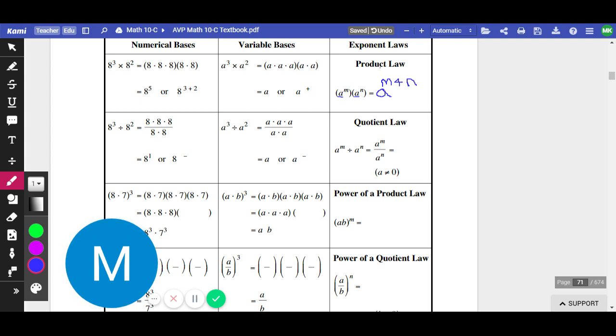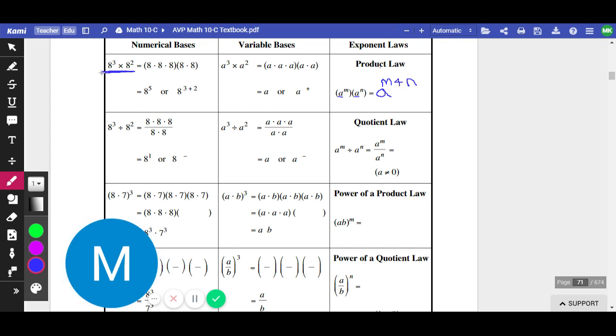Would you have to write m plus n, or could you just write mn? If you put mn, that means multiplication. Good question. Remember, no symbol means multiplication. If you put a plus in there, then I know you mean addition. How that would look with numbers. So you look over here.